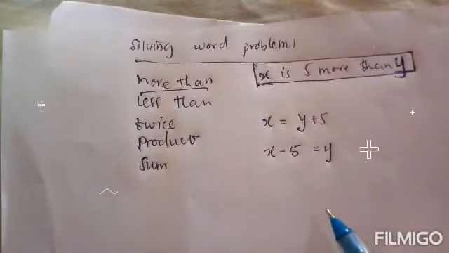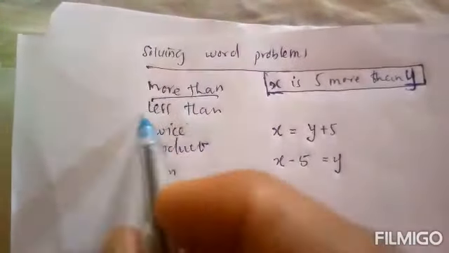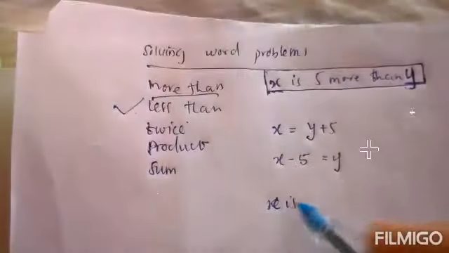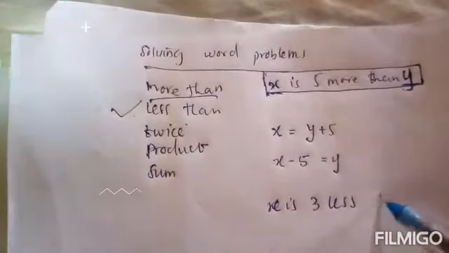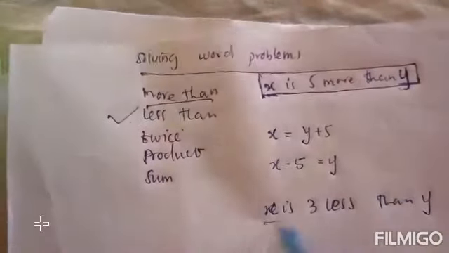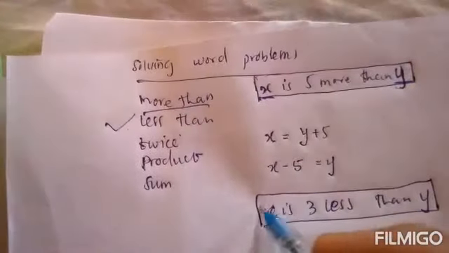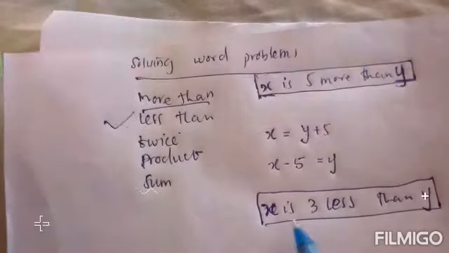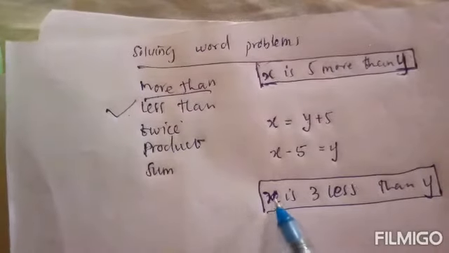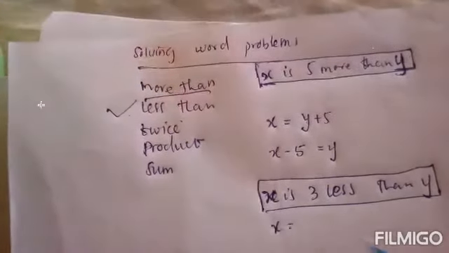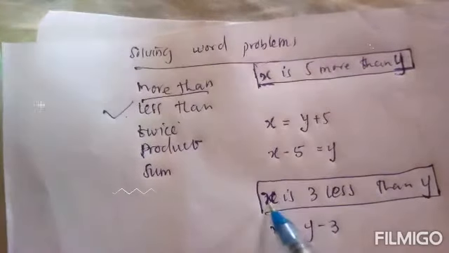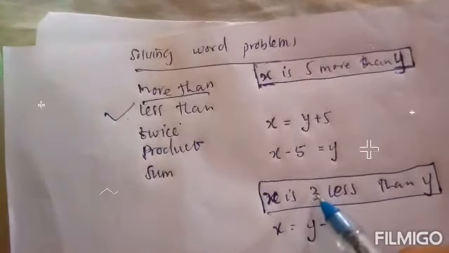You understand? So let's come to "less than." When you hear less than, when they say maybe x is 3 less than maybe y, how do you express this statement algebraically? X is 3 less than y. That means they are saying x is less than y, but it is by 3. So if you want to get x, you have to subtract 3 from y. You understand? X is less than y, but it is less than y by 3.